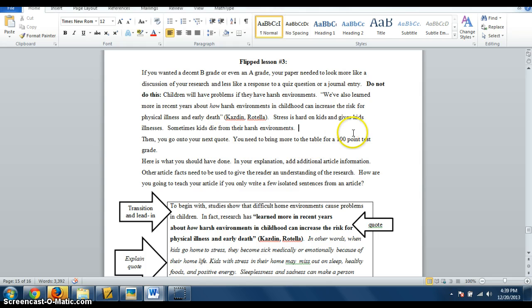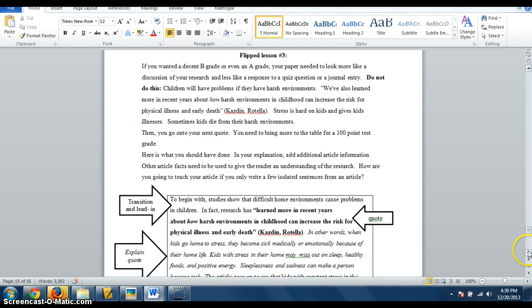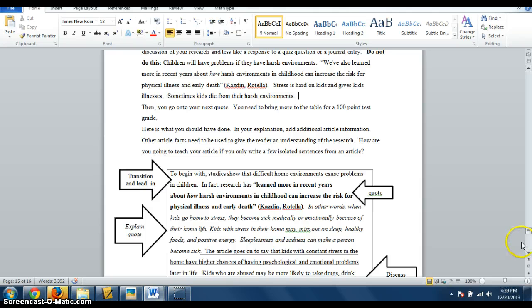You need more discussion. Well, I changed this assignment to make it something you can talk about your career. Talk about your career. Whatever the quote was related to you, discuss it. You need to discuss your research. So you pulled out research, discuss it. Here's what you should have done. So in your explanation, you add additional article information. Other facts need to be used to give the reader an understanding of the research.